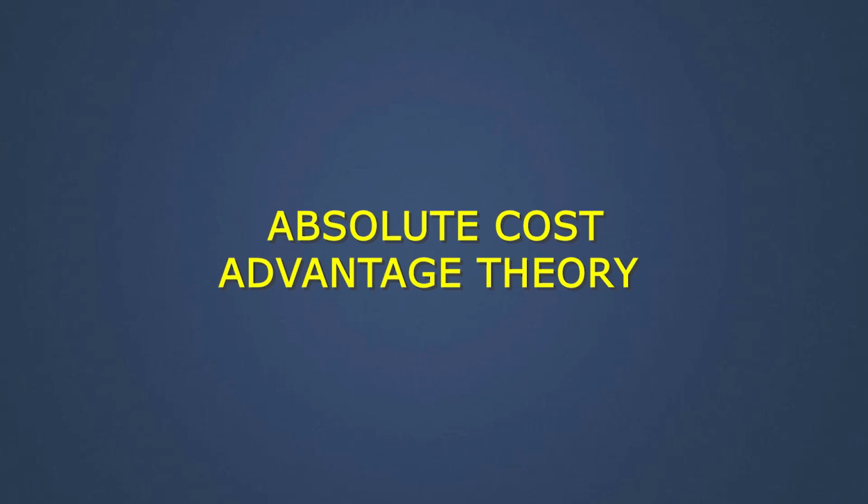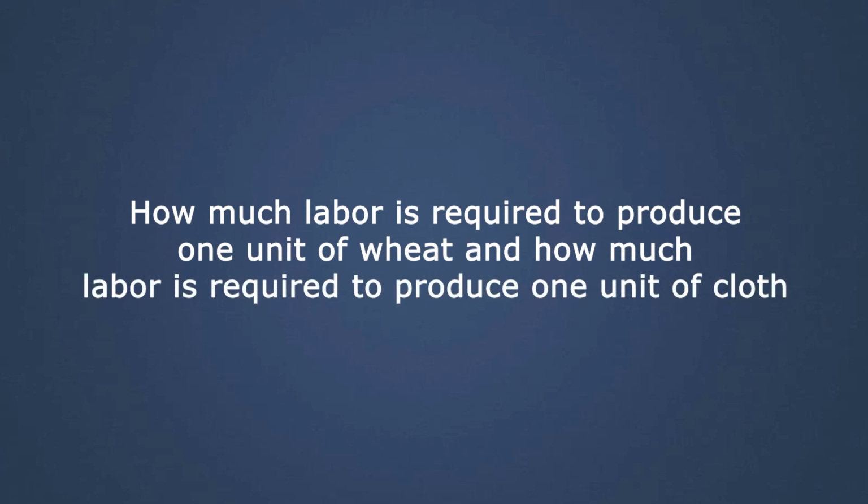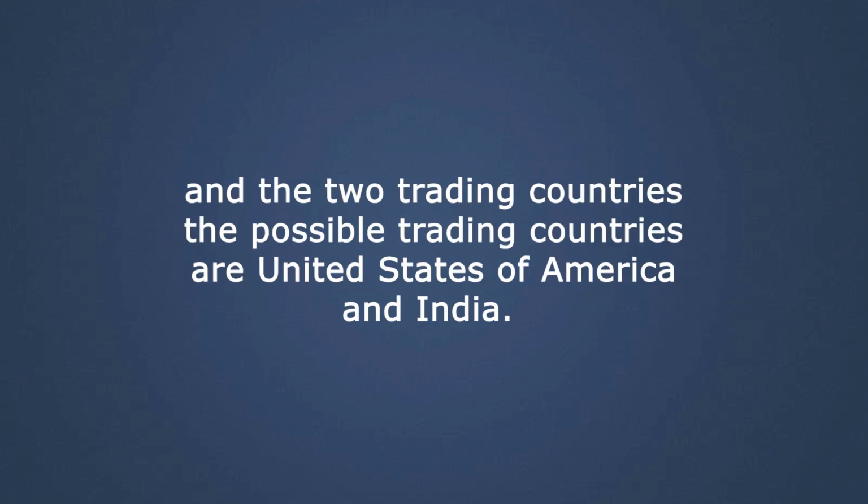On the basis of these assumptions that I mentioned before, that labor is the only factor of production, and depending on the backdrop that I just explained, now let me very quickly go to the absolute cost advantage theory that I promised to explain. Let us assume that there are two countries, the US and India. The example that I am giving you is: how much labor is required to produce 1 unit of wheat, and how much labor is required to produce 1 unit of cloth. And the two possible trading countries are the United States of America and India.